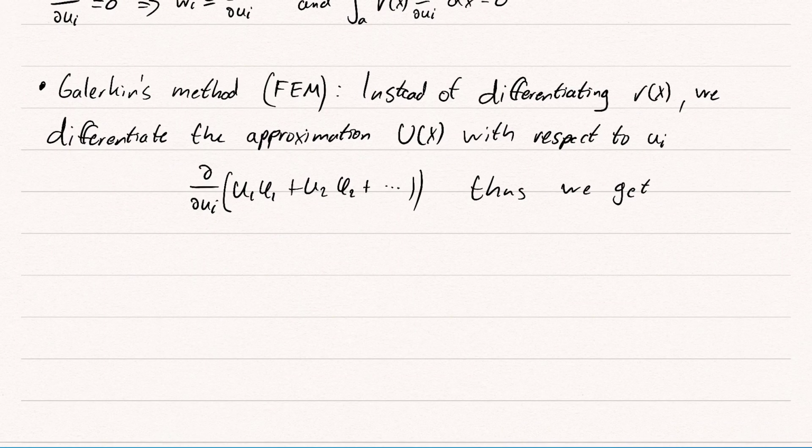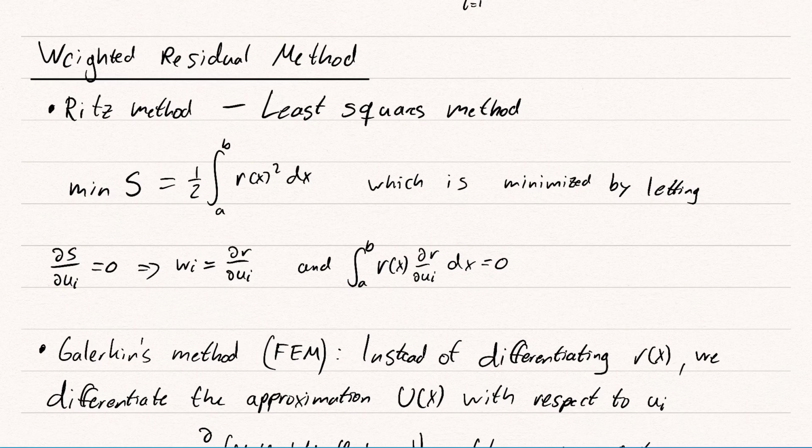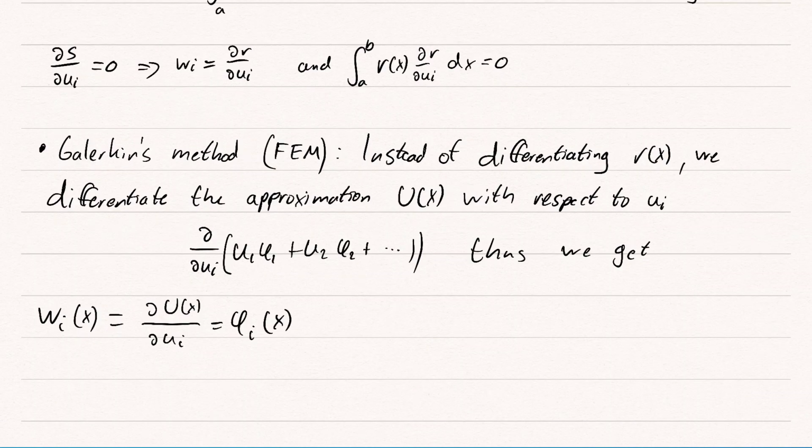Thus we get that the weights w_i of x is equal to du of x over du_i. If you look at it, you're going to differentiate away all the u's, the small u's, so you will get back the actual function phi_i of x. And in this simple case, both of these methods will coincide. So both the Ritz method, the least squares method, and the Galerkin method will produce the same approximation.